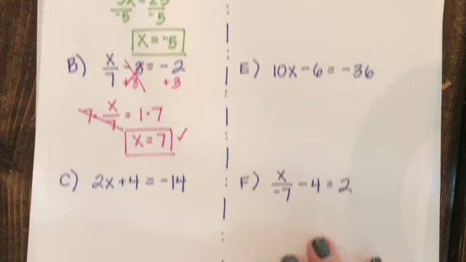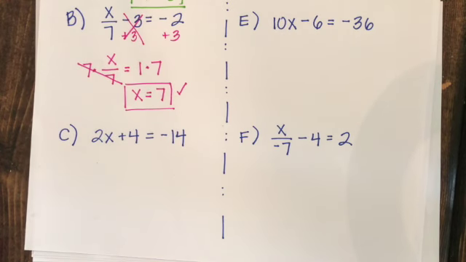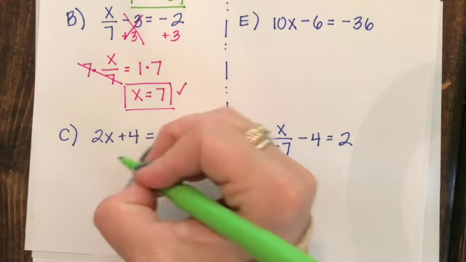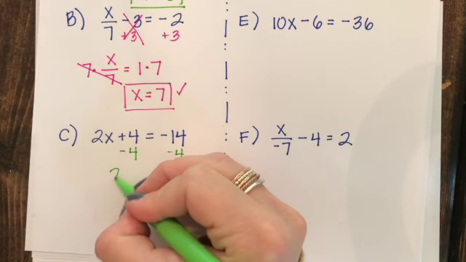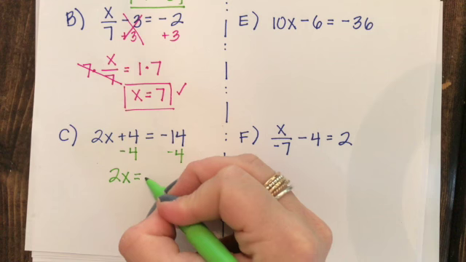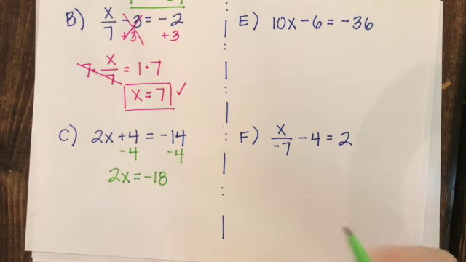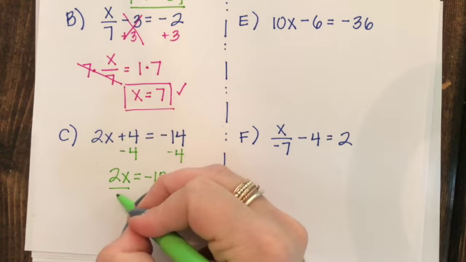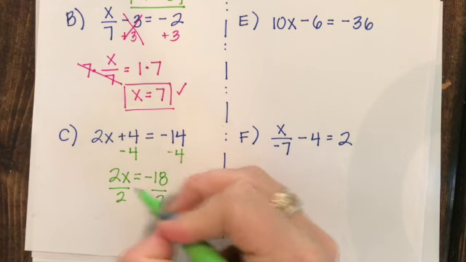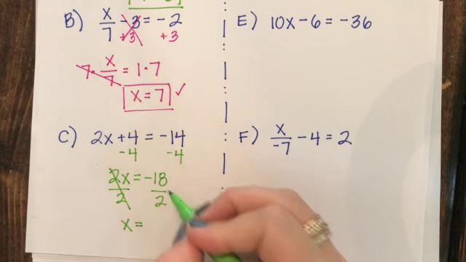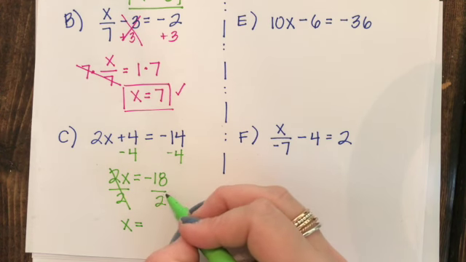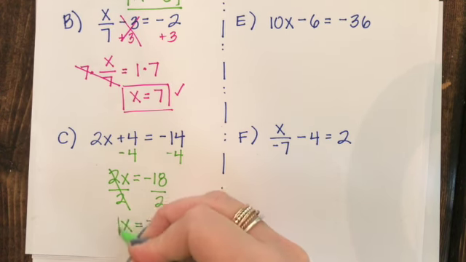And then let's look at letter C. The first thing I have to get rid of is that adding 4. So I'm going to subtract 4 from both sides. So I get 2x equals negative 18. And now I want to divide both sides by 2. X equals negative 18 divided by 2 is negative 9.